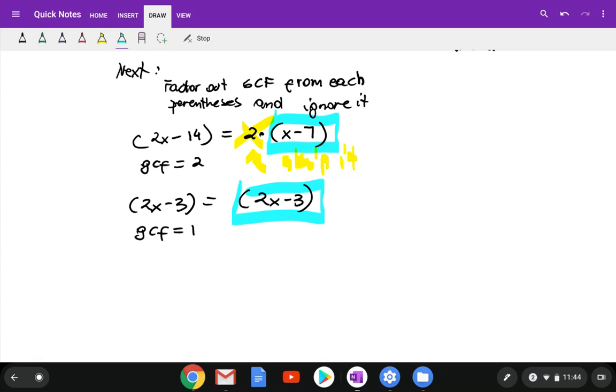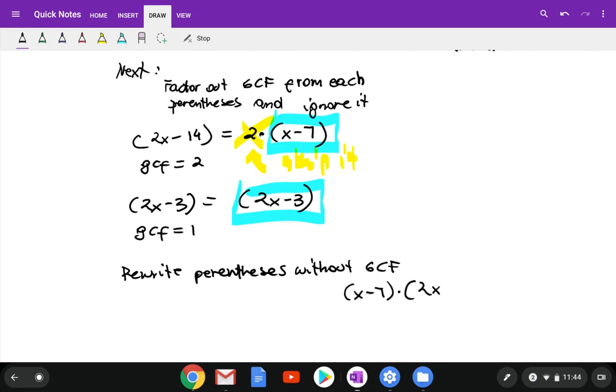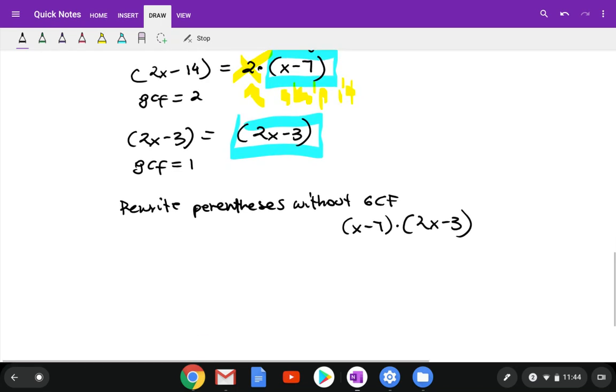Okay, so rewrite the parentheses without the GCF, which we ignore. So we have x minus 7 times 2x minus 3. Okay, that's what we're going to keep. And step 3. So keep it.